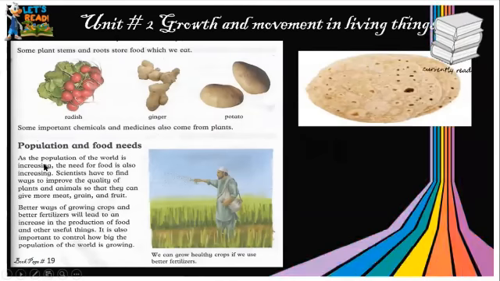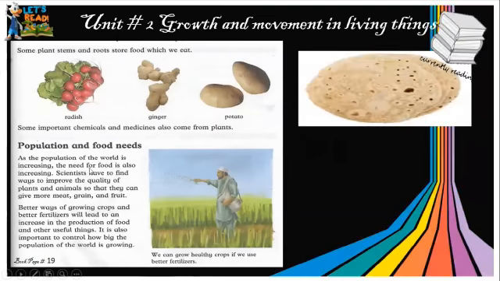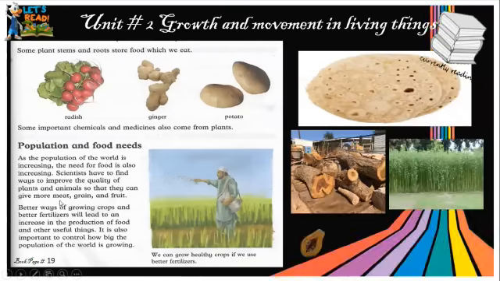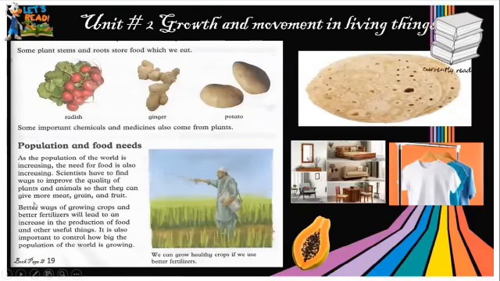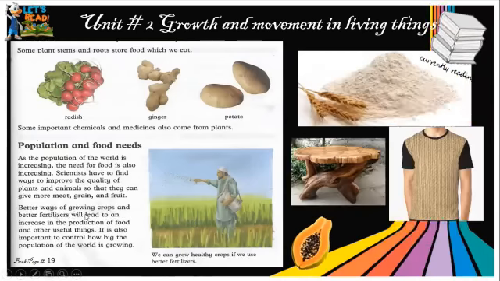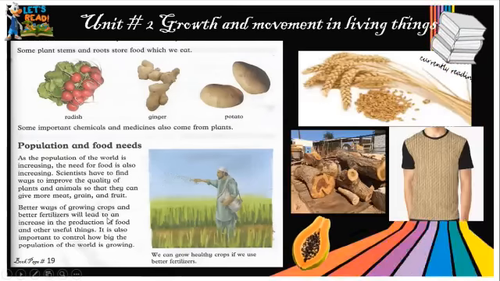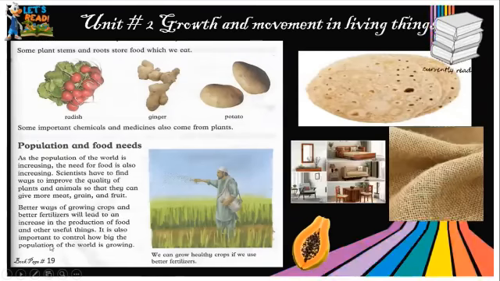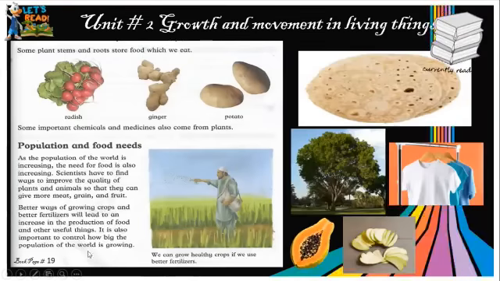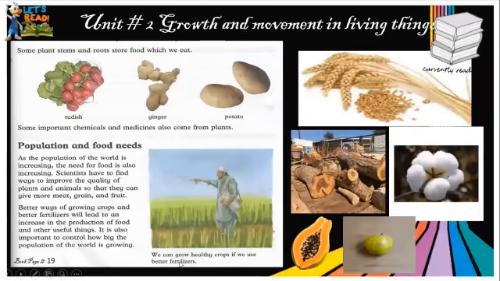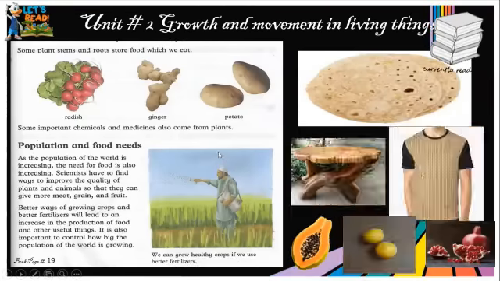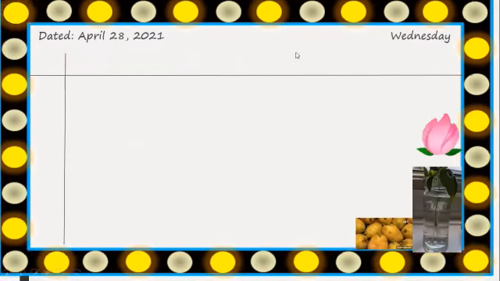Population and food needs. As the population of the world is increasing, the need for food is also increasing. Scientists have to find ways to improve the quality of plants and animals so that they can give more meat, grain, and fruit. Better ways of growing crops and better fertilizers will lead to an increase in food and other useful things. It is also important to control how big the population of the world is growing. So we can grow healthy crops if we use better fertilizers. Now some notebook work.